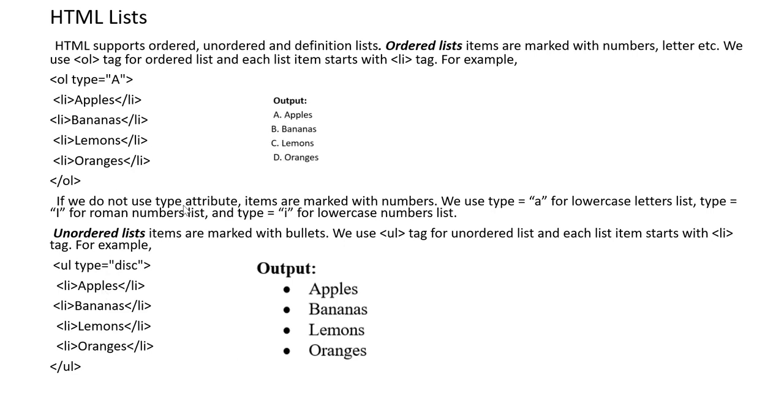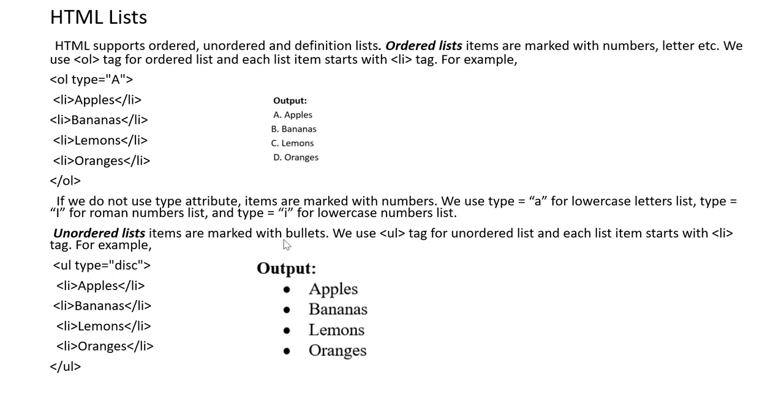If you don't use the type attribute, then the browser automatically uses numbers. We use type a for lowercase letters, type I for Roman numerals, I, V, etc.